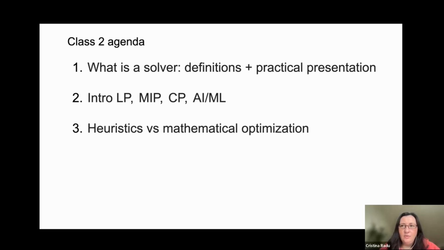Then we will quickly go through what is linear programming, mixed integer programming, constraint programming, and how optimization connects with AI/ML. And we will discuss heuristics versus mathematical optimization. They are both very good methods to solve problems. And sometimes it's good to use one or the other, and sometimes together.